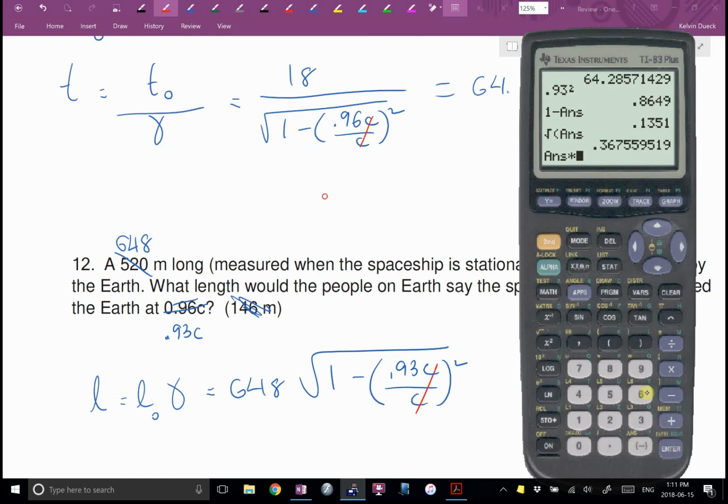times 648. So the people on this spaceship, if they ran a tape measure all the way along their spaceship, they would measure their spaceship to be 648 meters long, and that's completely consistent with their frame of reference. We would measure the spaceship to be 238 meters long. To us, everything would appear contracted.